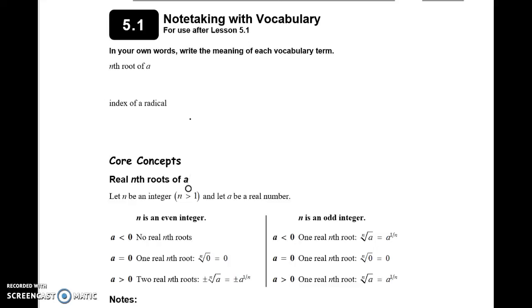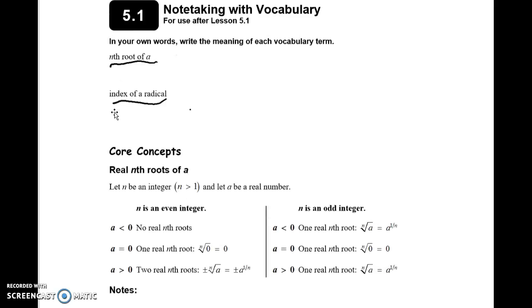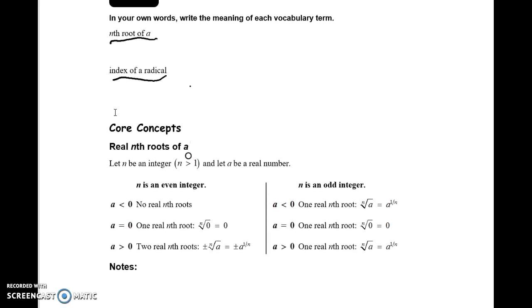Go to page 125 in your journal and get the definition for the nth root of a and the index of a radical. Once you have those definitions, look at the core concepts below, talking about nth roots of a.